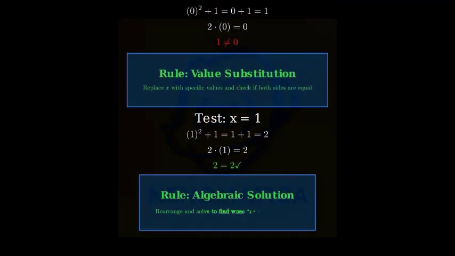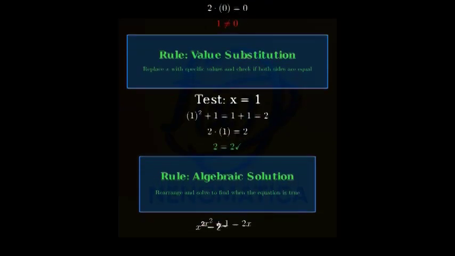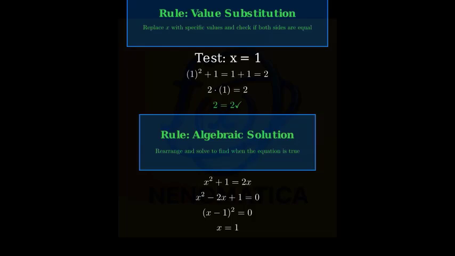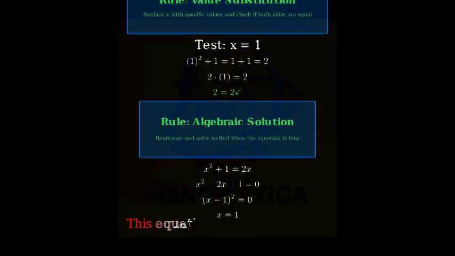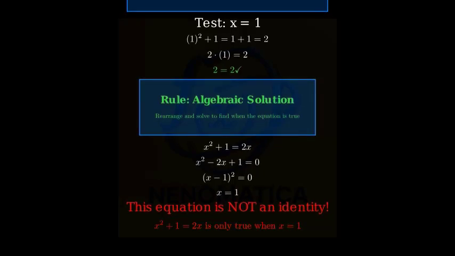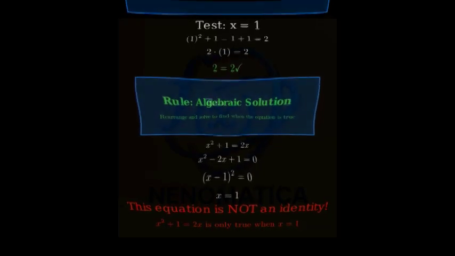Let's solve this equation algebraically to find when it's true. If x squared plus 1 equals 2x, then we can rearrange to get x squared minus 2x plus 1 equals 0, which can be factored as (x minus 1) squared equals 0. This means the equation is only satisfied when x equals 1. Therefore, the equation x squared plus 1 equals 2x is not an identity. It's only true when x equals 1.